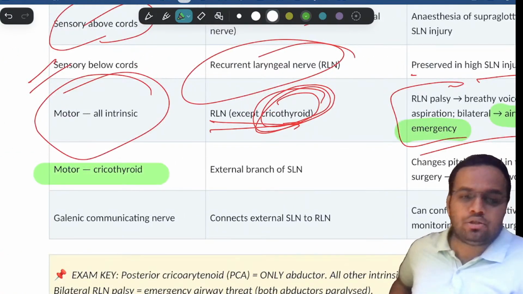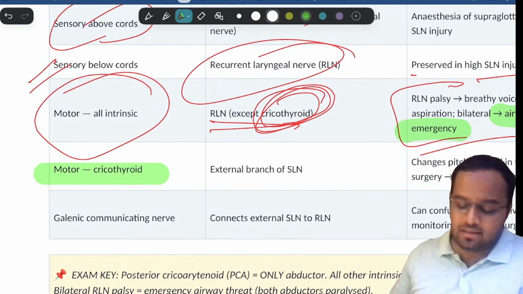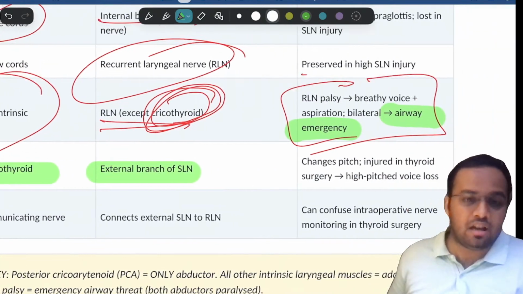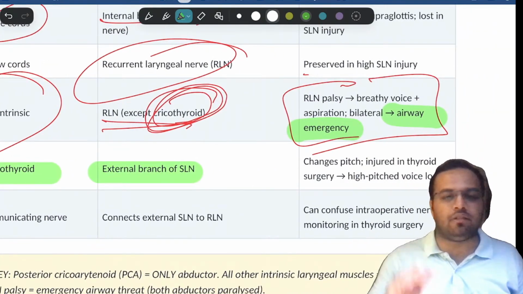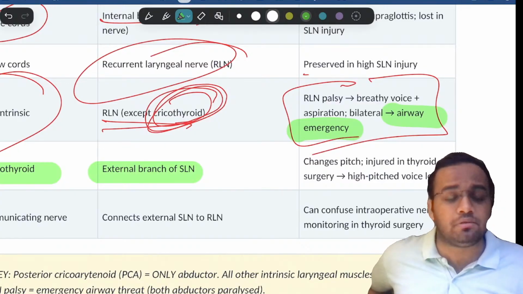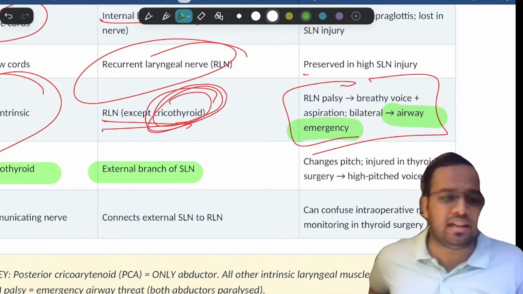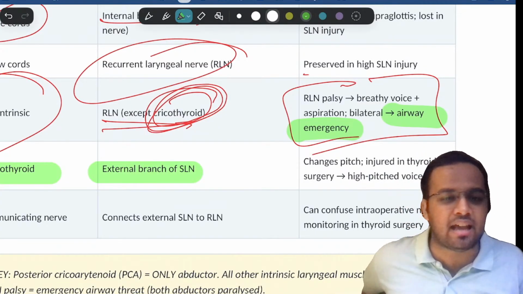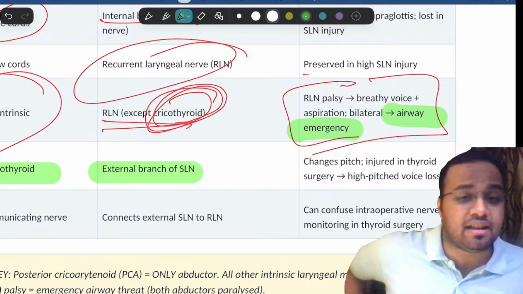Motor, cricothyroid. What I told is that the cricothyroid is supplied by the external branch of the superior laryngeal nerve, and always remember that it is important when you are going to talk in a high voice. So whenever you are going to operate on a lady, when the husband comes to you and says that the lady is very talkative and very angry with him, you can straight away cut the superior laryngeal nerve.